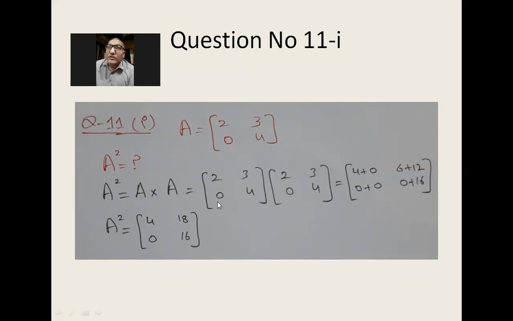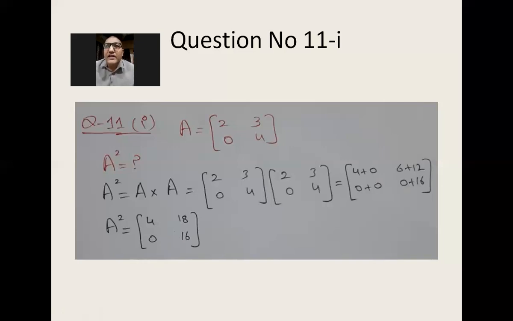Now the second row will multiply with the first column, 0 multiplied by 2, that will be 0. 4 multiplied by 0, that will be again 0. Then the second row will multiply with the second column, 0 multiplied by 3, that will be 0. And 4 multiplied by 4, that will be 16. So 4 plus 0, that will be 4. 6 plus 12, that will be 18. 0 plus 0, that will be 0. 0 plus 16, that will be 16. So you got the value of A square.